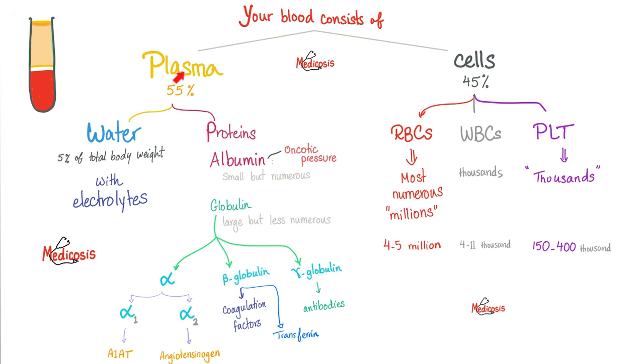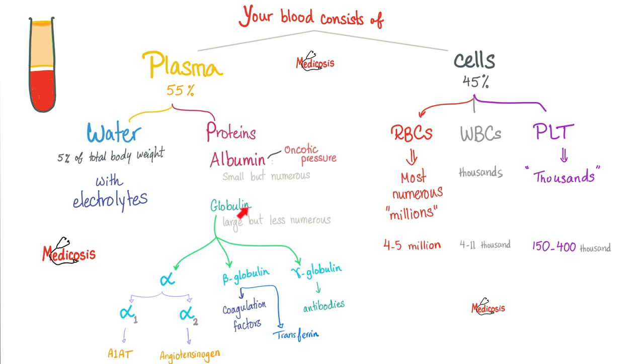Your blood is made of plasma and cells. The plasma is made of water and proteins. The proteins are many, including albumin and globulin. We also have the coagulation factors such as fibrinogen, prothrombin, and others. Albumin protein is very small but numerous. You have tons of albumin all over the blood. Globulin is the opposite, large. That's why it's called globulin, because it's globular, it's big, it is spherical, and less numerous.